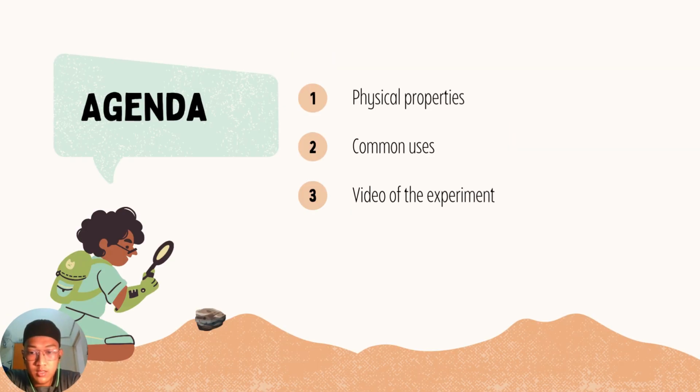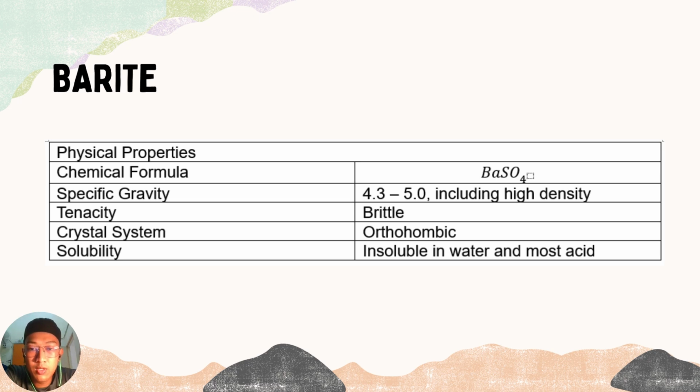So, these are the important things that we need to discover in this experiment. There are three agendas that we want to present, which are the physical properties of mineral, the common use of the mineral, and the last but not least is the procedure in conducting this experiment, including the video. So we chose barite as our mineral.